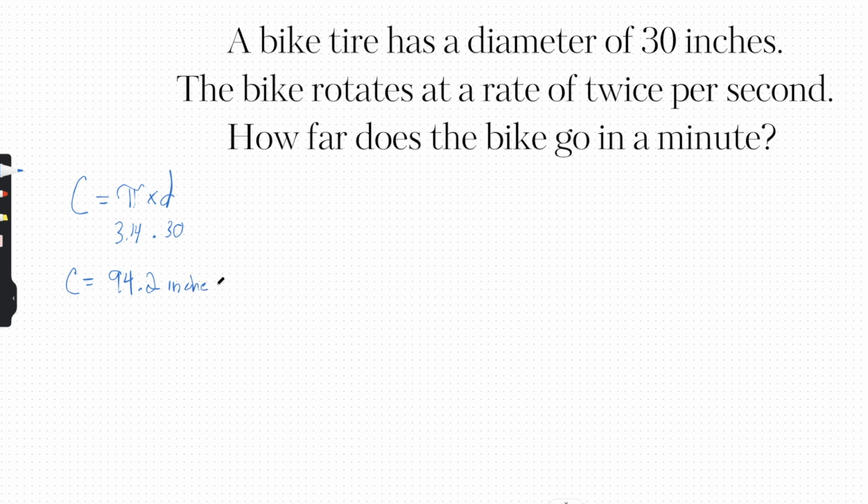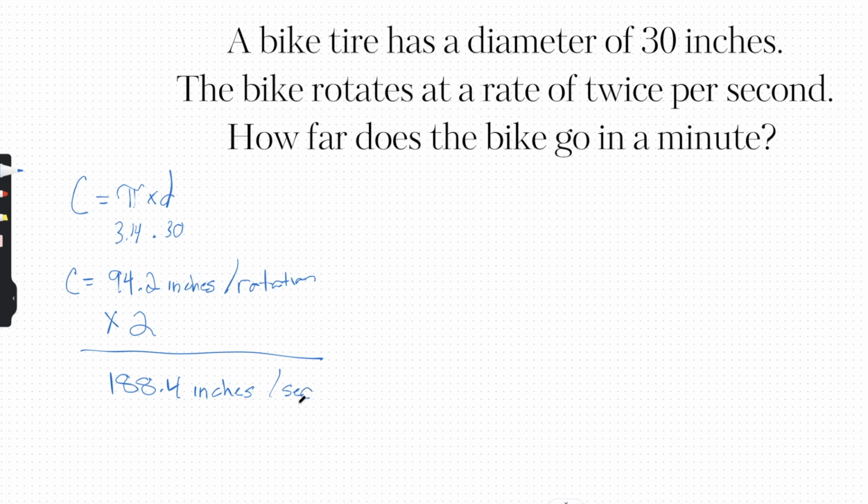All right, now that 94.2 inches is one rotation of the tire. Now we know it says a bike tire has a diameter of 30 inches, but it also goes around twice per second, right? So what I have to do is take this number and multiply it times 2 because the wheel goes around twice every second, right? So when I do 94.2 times 2, I get 188.4 inches. And that's going to be the distance the bike goes every second.